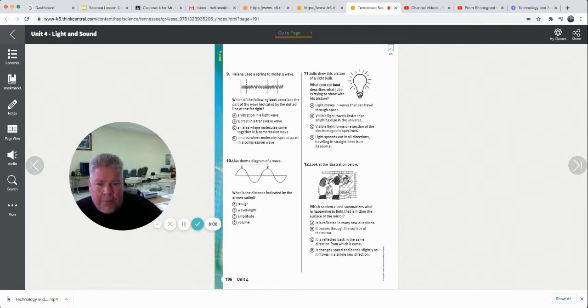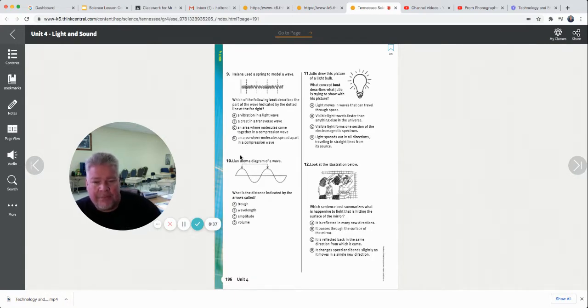An area where molecules come together in a compression wave? No, here's where they're pushed together. This is a compression wave. That's where they're pushed together. So an area where molecules spread apart in a compression wave. Yeah, they're spread apart here, right? See how the little coils of the spring are really close together where they're compressed here? But here they're spread out. So number 9 is D.